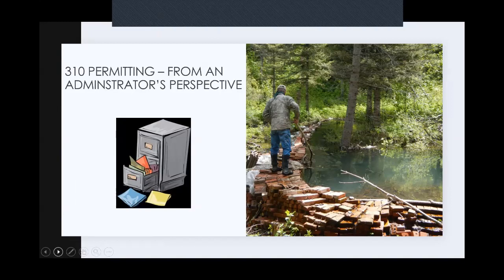Chris is going to talk about what this means for a conservation district employee and your role in the administration of 310. My first recommendation to people is organization. I'm not the best at this sometimes, but your files for your 310 permit applications, complaints and emergencies are very important, particularly complaints in case they end up in court.